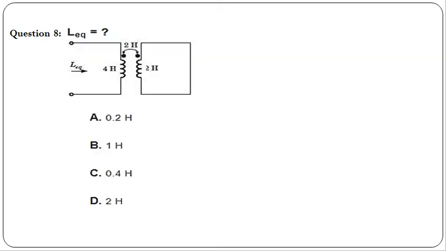Okay, now the next question is, we have to calculate L equivalent for this circuit. Again, two inductors are given, but there is also coupling between them, and the secondary side of this is short circuited. This is 2 Henry. Okay, so in this case, first of all we will see that the coupling between the two coils is supporting.